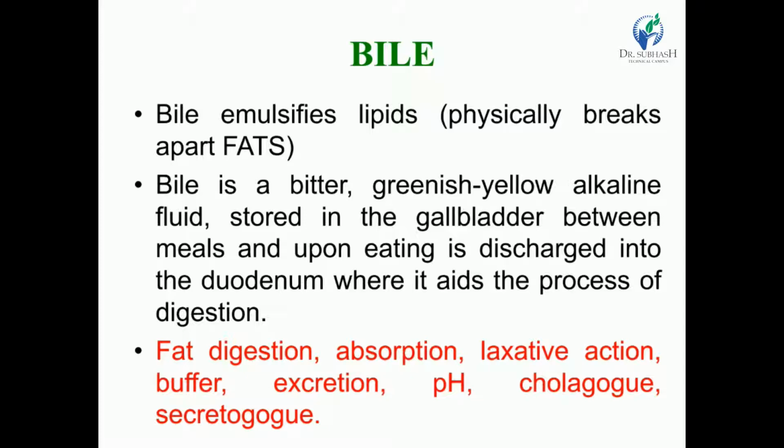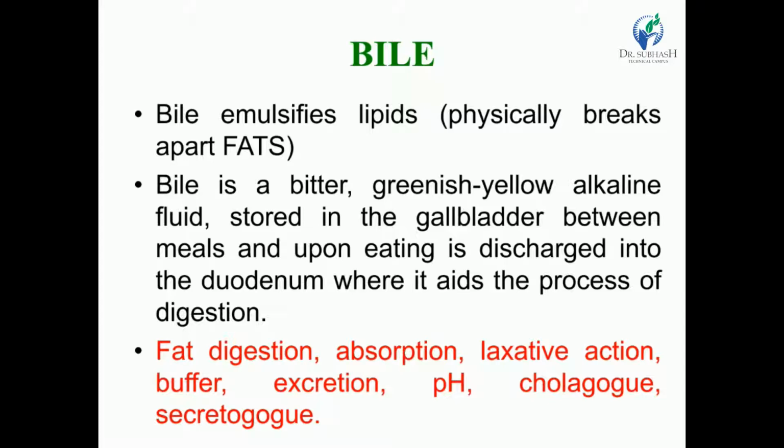Next is the excretion function. Here, there will be a release of certain heavy metals, toxins, cholesterol, bacteria, and the lecithin. They are all excreted by the bile. While considering pH, here it maintains a suitable pH, and even that maintenance of pH helps in the actions of all these enzymes. Next actions, that is cholagogue and the secretagogue.